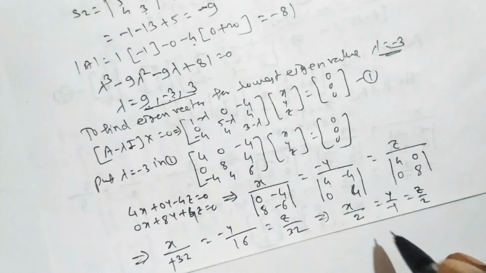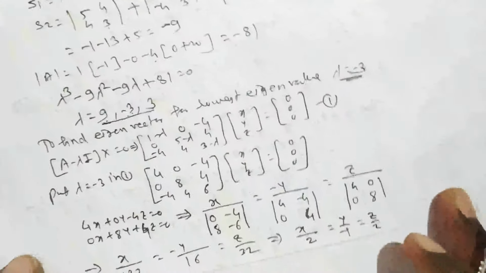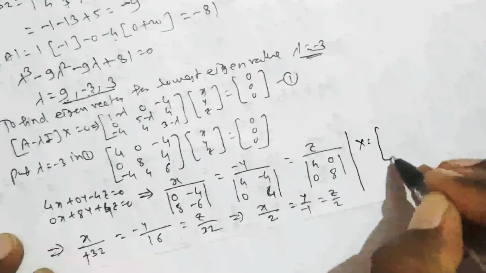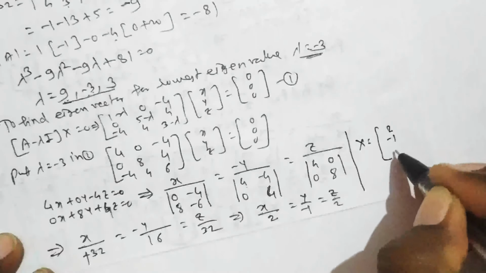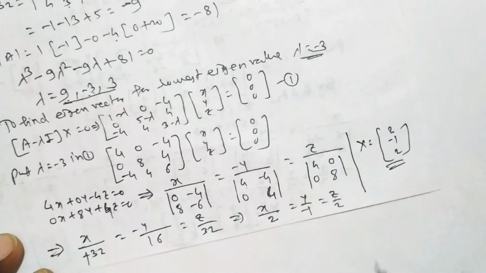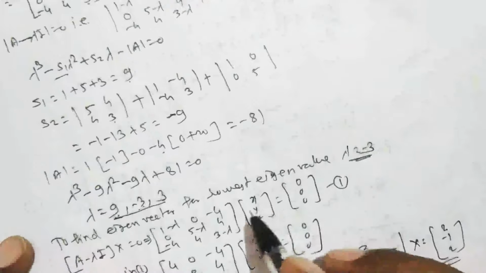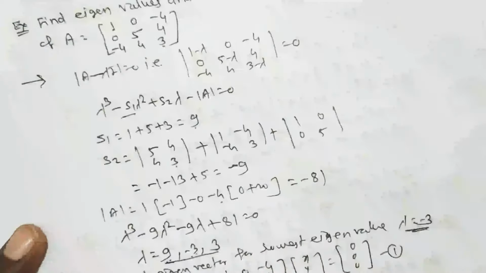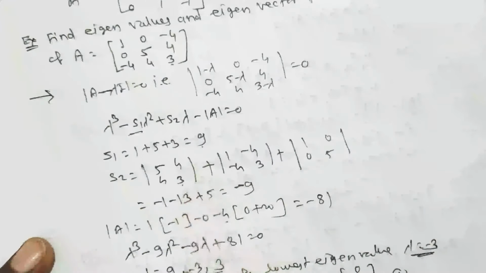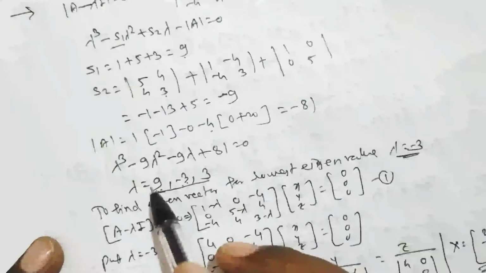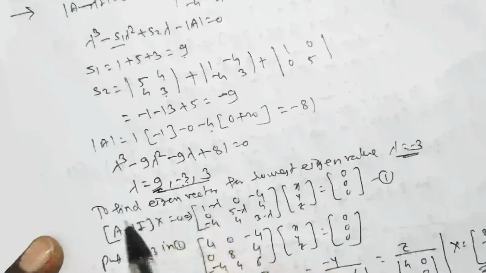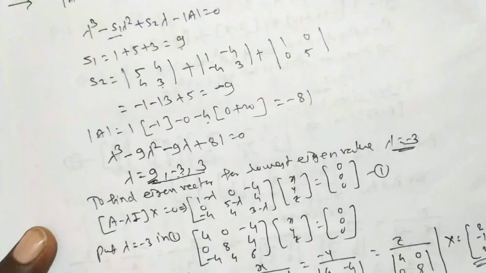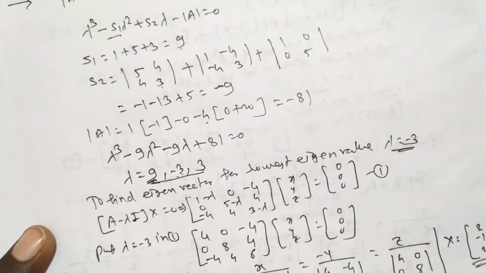Means if we divide by 16, then we get x equal to 2, y equal to minus 1, z equal to 2, and therefore eigenvector x is equal to xyz, that is 2, minus 1, 2. So this is the eigenvector for the lowest eigenvalue. Sometimes a question may be asked: find the eigenvector for the highest eigenvalue for the same problem. So here, which one is the highest eigenvalue? 9. Okay, so you try for lambda equal to 9, the highest eigenvalue, and find the eigenvector.